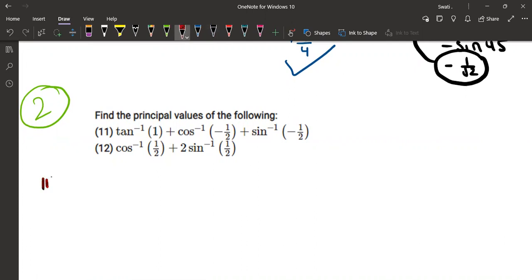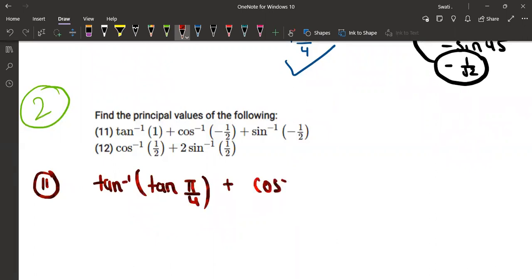So let's start with the 11th one. So directly I'm starting tan inverse, I'm writing as it is 1. We know that for what value of tan is the value 1, that is tan 45. So it will become tan pi by 4, right? Plus, this is cos inverse. We know that for what value of cos is the value minus 1 by 2. We have discussed it in today's video as well.